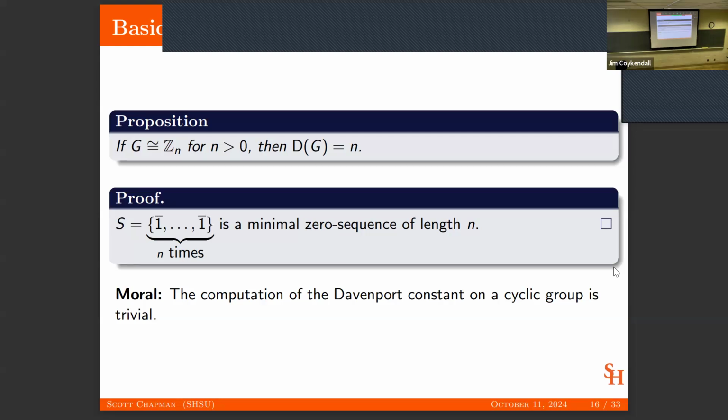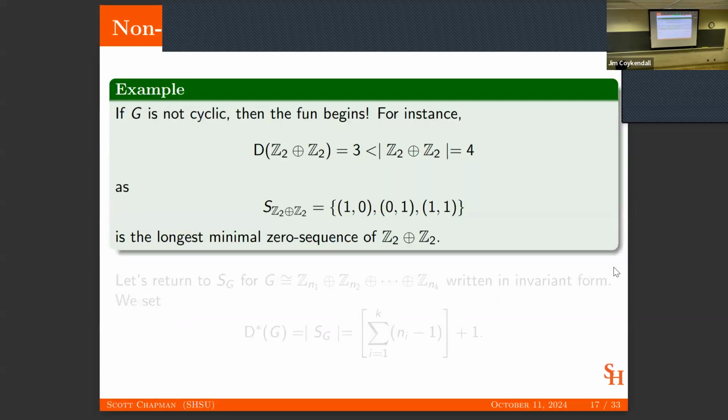Computation of the Davenport constant on a cyclic group is trivial. So if you're someone that's just in the cyclic groups and no other groups, you can stop listening because I've talked about everything that you're going to be interested in. But if it's not cyclic, then the fun begins, right? And you don't have to go far to see where the problems start.